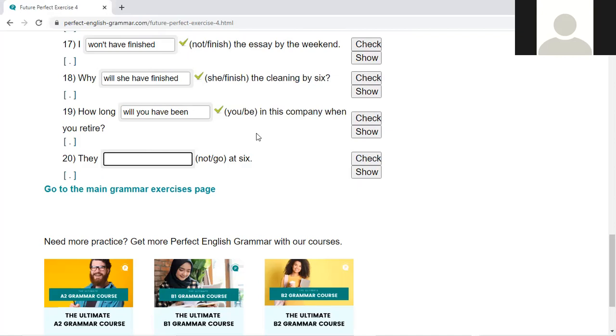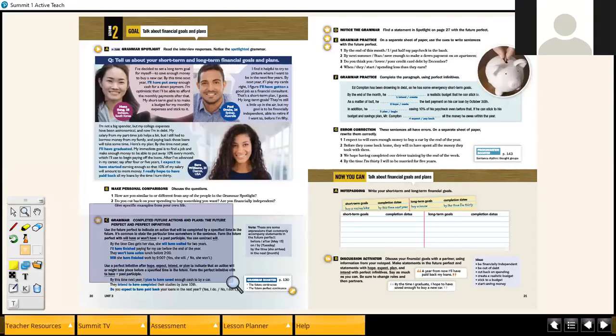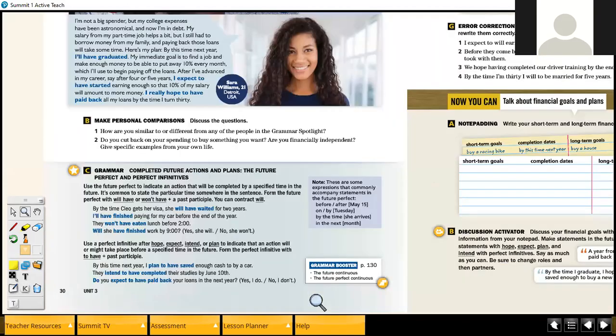And number 20. They won't, perdón, no lo vi. They won't have gone at 6. Very good. Excellent. No questions, right? No. It's very easy. I mean, the structure is very easy. All you have to remember is that you are talking about perfect situations in the future only. Perfect in the future. Yeah, exactly. Okay, let's check the grammar. It says grammar completed.